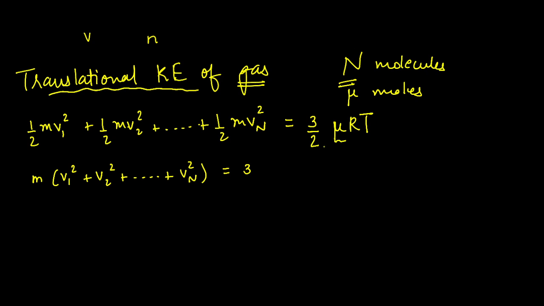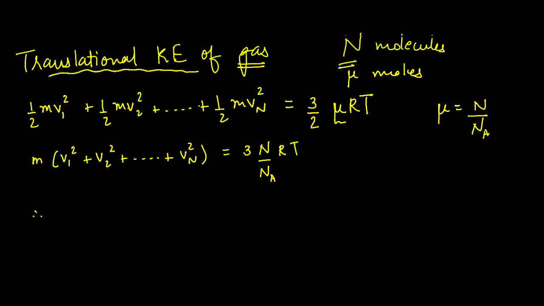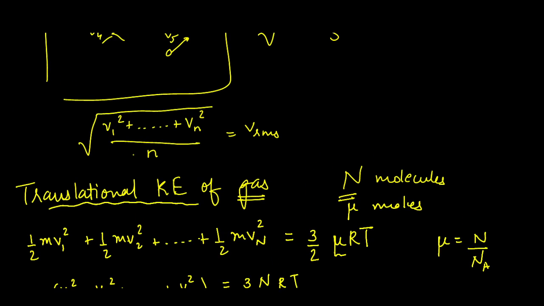Now instead of μ, we can write something else, in the form of N. See, we have μ equal to N upon Na, isn't it? Right? So instead of μ, I'm going to write N upon Na into R into T. Okay, so if I want to find Vrms, everyone have a look. If I want to find Vrms, I should get it in this form.